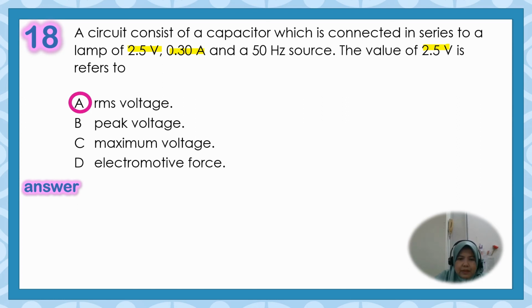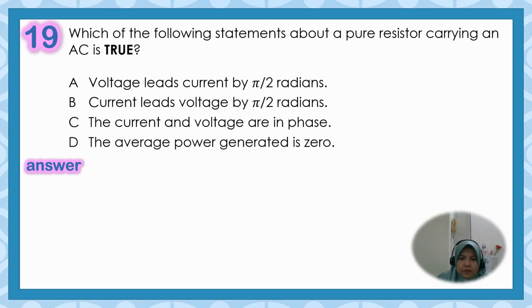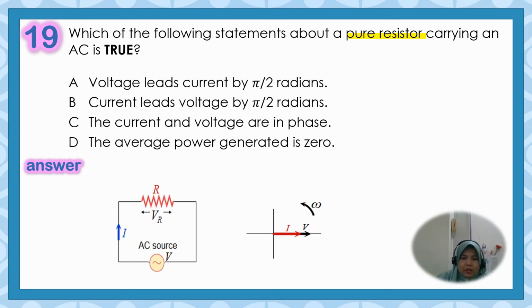For question number 19, which of the following statements about the pure resistor carrying an alternating current is true? So referring to the circuit for the pure resistor, we know that the current and the voltage are in phase. So the best answer is C.